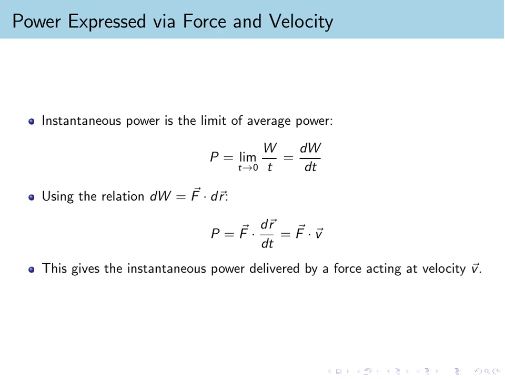Now we will express power in terms of force and velocity. We start with the limit of average power as time approaches zero, which gives us the derivative dW/dt. Recall that infinitesimal work dW is equal to the dot product of force vector F and infinitesimal displacement vector dr. When we substitute this into our power equation, we see that power equals vector F dot product with the derivative dr/dt. Since the rate of change of position is velocity, this simplifies to P equals force vector F dot velocity vector v. This equation allows us to calculate the instantaneous power delivered by a force acting on an object moving at a specific velocity.